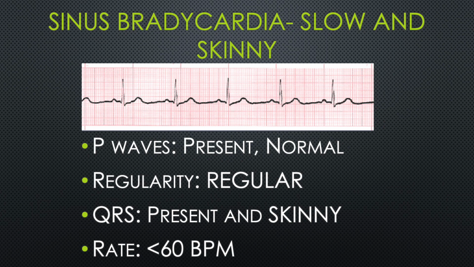So our first slightly abnormal rhythm is going to be sinus bradycardia. If you had to name this rhythm, you could call it slow and skinny. You can see the P waves, again, are normal, present, so that small round hill right before the QRS. The regularity, again, is regular, it's normal. Every beat is at a steady pace. There's the same distance between each heartbeat. QRS is present and it's skinny.